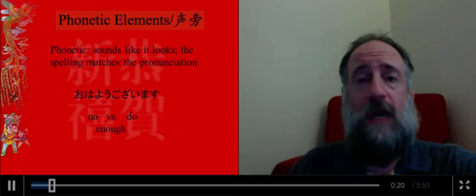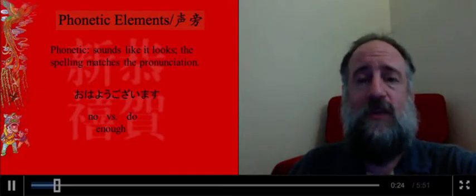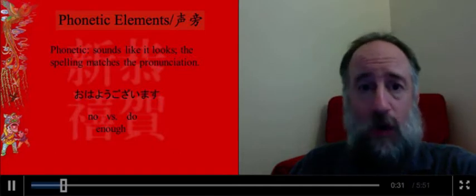So if you look at the first example there, it's Japanese. It says Ohayo gozaimasu. That is exactly the way it's written. So once you learn those letters in Japanese, you can pronounce it exactly correctly.